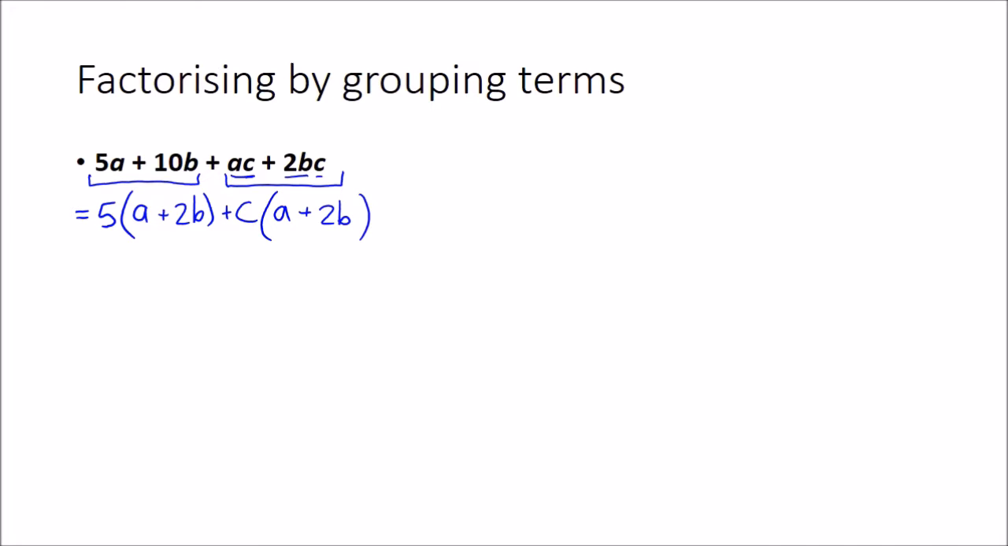Now, what you might have noticed here is we've gone from this expression up here, which has a whole bunch of different terms in it, to now a situation where you have a common binomial factor. So I can go one step further now. I can take out that binomial factor, as you saw previously, and we end up with two binomial factors like this.